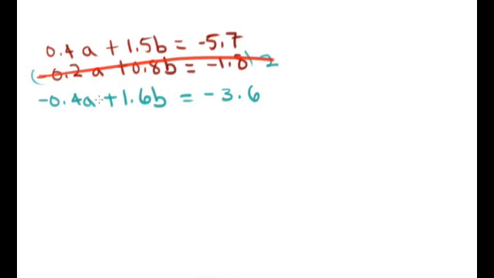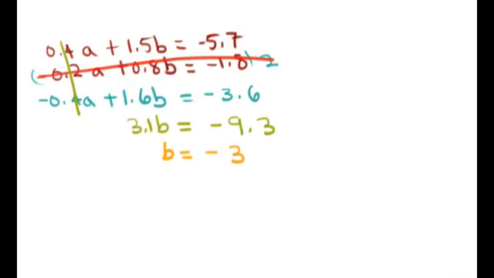So now we would just cancel 0.4a, negative 0.4a cancels. So we get 3.1b is equal to negative 9.3. So 9.3 divided by 3.1 is 3, because 1 times 3 is 3, and 3 times 3 is 9. So b is equal to negative 3, because negative 3 times 3.1 equals negative 9.3.